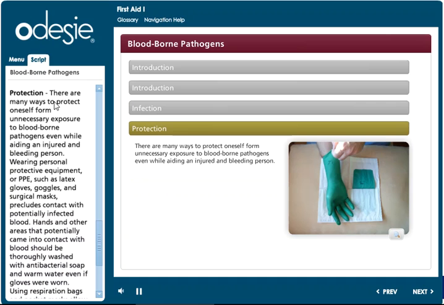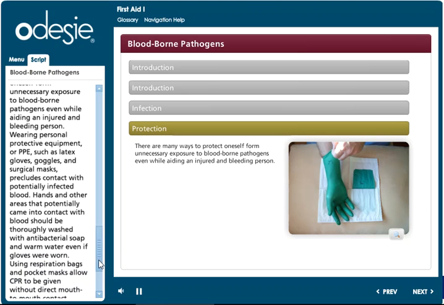There are many ways to protect oneself from unnecessary exposure to blood-borne pathogens, even while aiding an injured and bleeding person. Wearing personal protective equipment, or PPE, such as latex gloves, goggles, and surgical masks, precludes contact with potentially infected blood. Hands and other areas that potentially came into contact with blood should be thoroughly washed with antibacterial soap and warm water, even if gloves were worn.